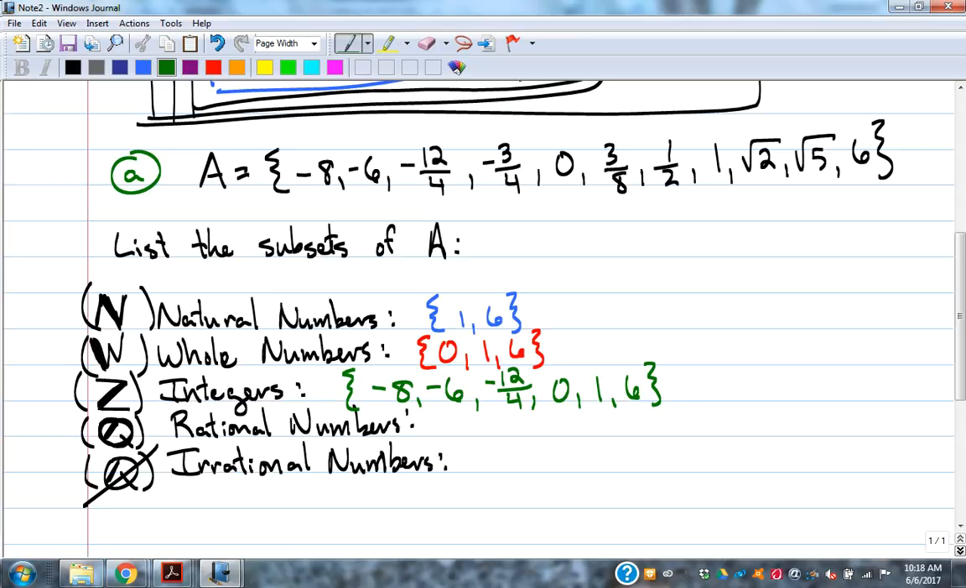They might even throw in like a square root of 4 in there. And we know the square root of 4 is really 2. So you've got to think, okay, can I simplify any of these? Because if I can, then that makes a difference.